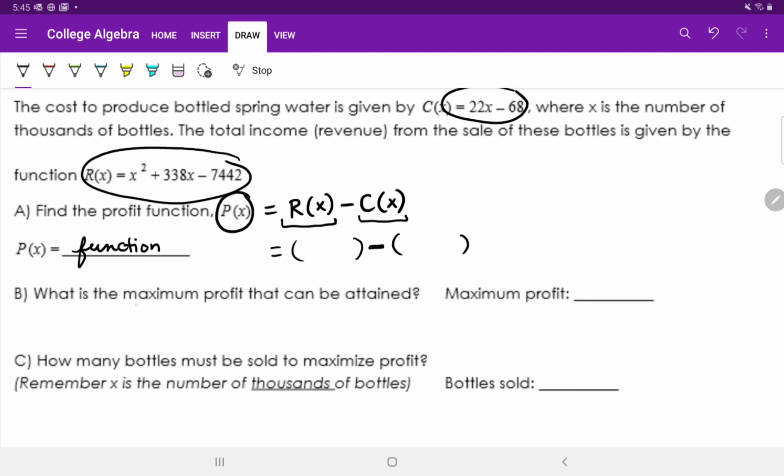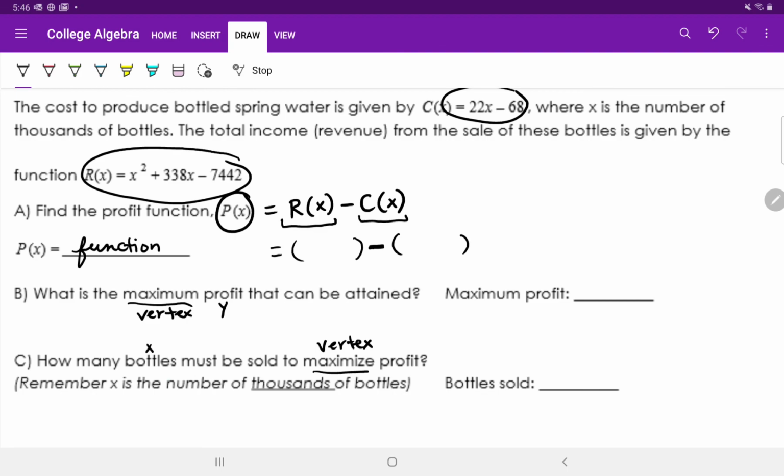Parts B and C, they're asking you about maximum. What does a maximum sound like? It should ring a bell. We've been talking a lot about vertex or vertices lately. So these two questions, although they're asking about the same point, they're asking for a different value. Part B is asking for the maximum profit. That's our Y value.